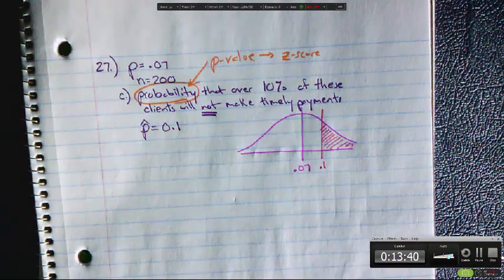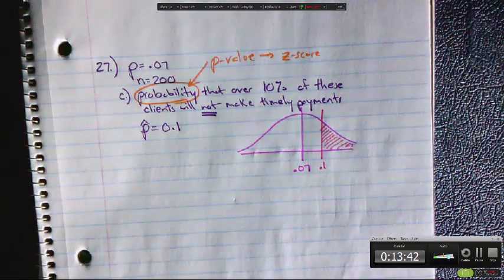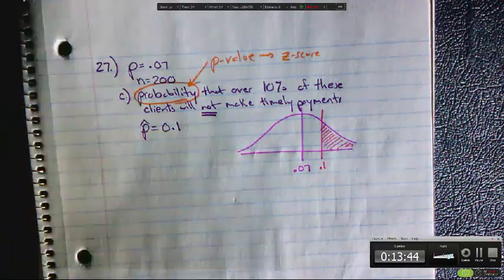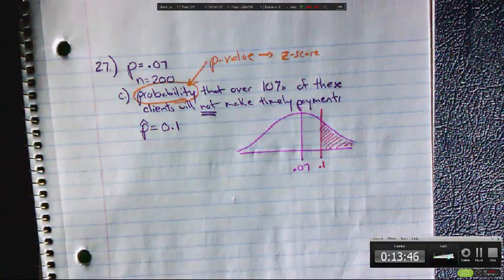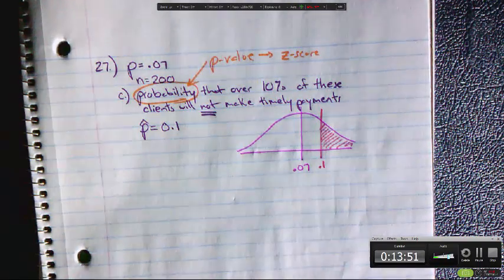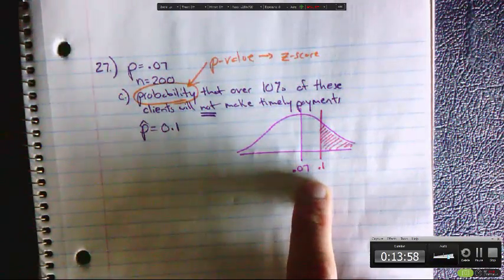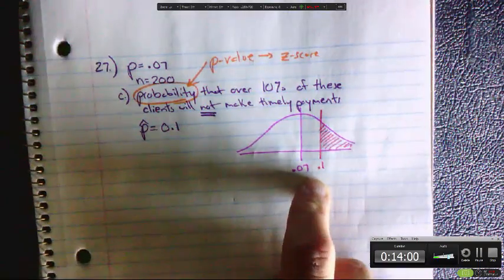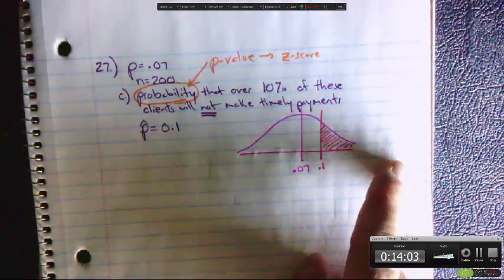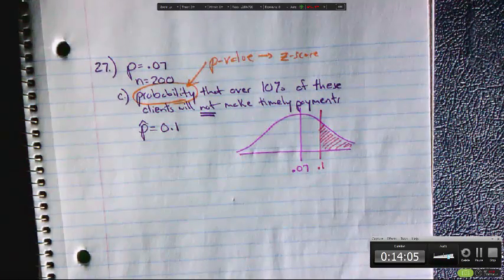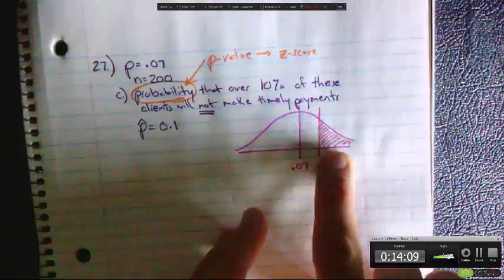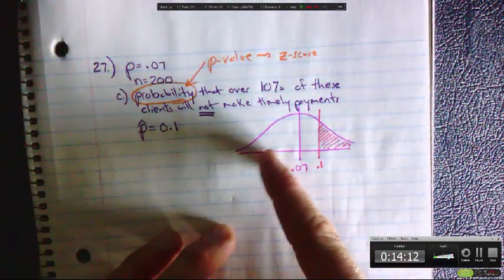Now, what does our p-values chart tell us? Area to the left. So we're going to need to know the area to the right of the negative z-score. Not negative 0.1, negative z-score. Because how far is 0.1 from 0.07? 0.03. So being above 10% is the same as being below 4%. Does that make sense to everybody? The number of people that are above 10% is equal to the number of people that are below 4%.